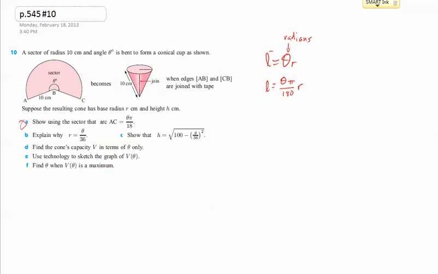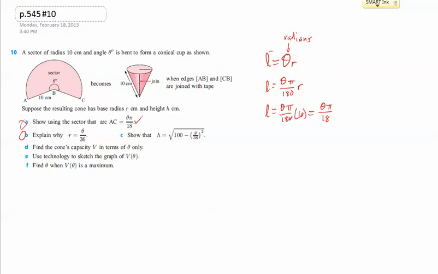From here we should be able to just plug it in. Theta is still theta pi over 180, and r of course is 10, because that's the radius here from A to B, and so that's the radius of our arc. And so we see that that cancels out, leaving us with theta pi over 18. So that checks out.